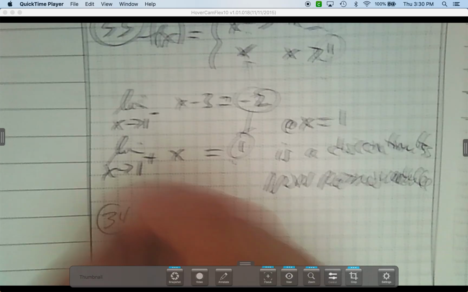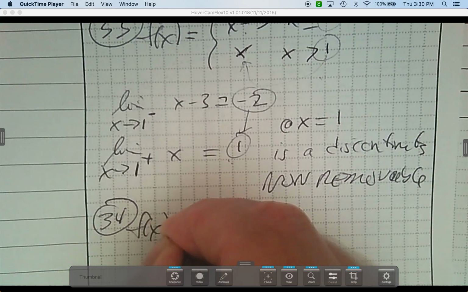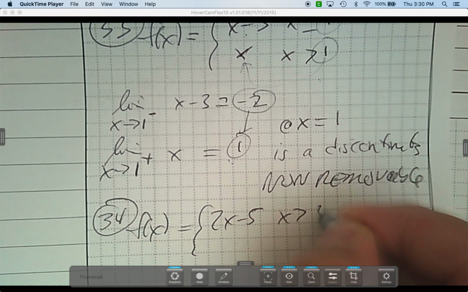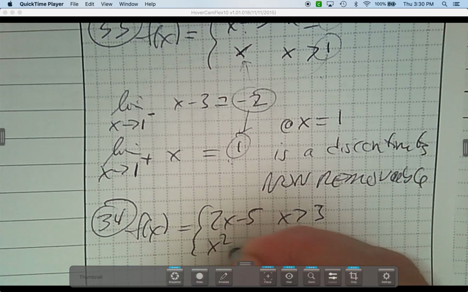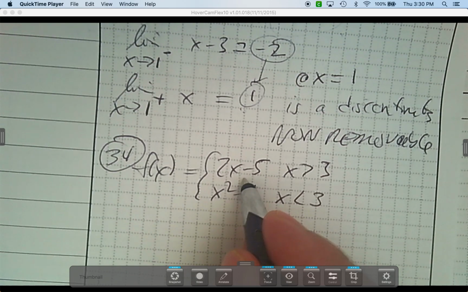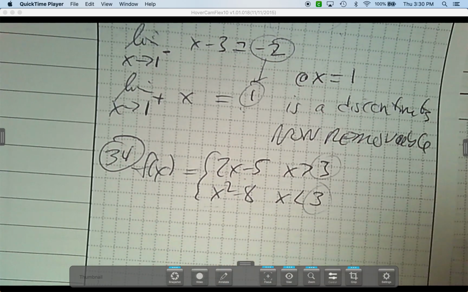34. So f at x, the two pieces are 2x subtract 5 when x is greater than 3, and then x squared subtract 8 when x is less than 3. So first I look at each piece. The top piece, continuous, line. The bottom piece, continuous, it's a parabola. But what happens when I plug in 3?